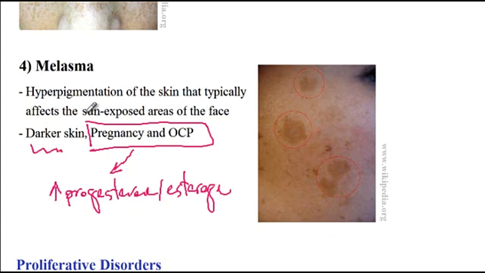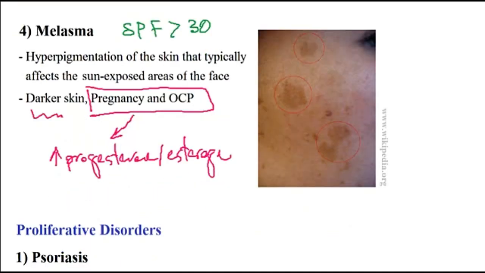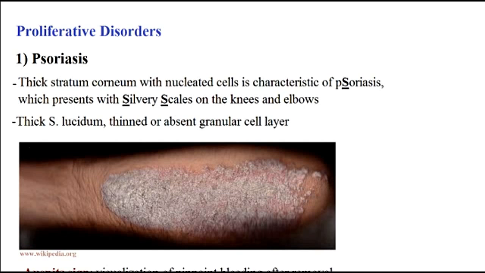For the treatment of melasma, you could consider providing sunscreen with a sun protection factor of more than 30, and you can also try different topical creams. The next forms of skin disorders are proliferative disorders.